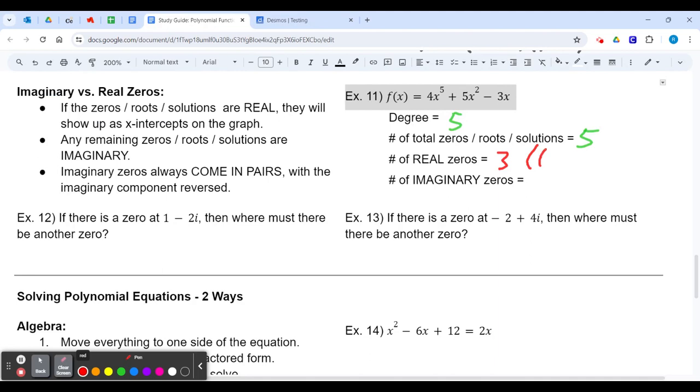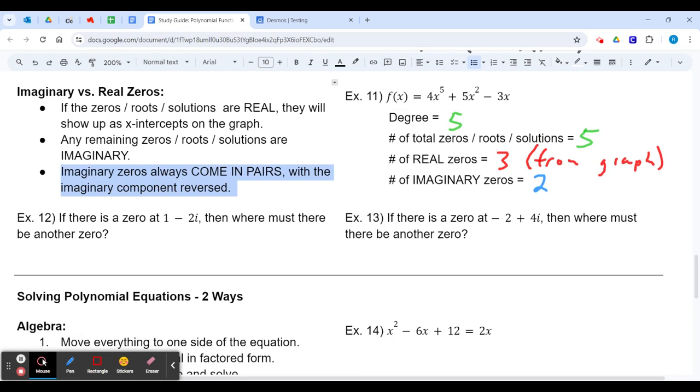I'm going to put a quick note here from graph. So if I have 3 real ones and I have 5 total, that means 2 of them have to be imaginary. Now, the last component here, imaginary zeros, always come in pairs. That lines up with this last statement here, right? We have 2 imaginary zeros. We don't have 1 or 3.